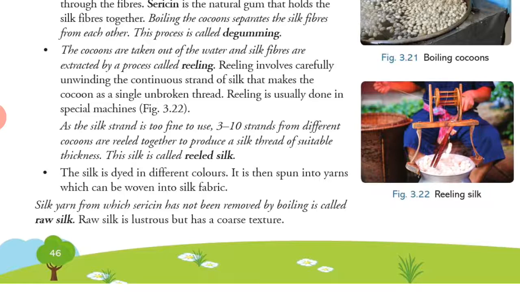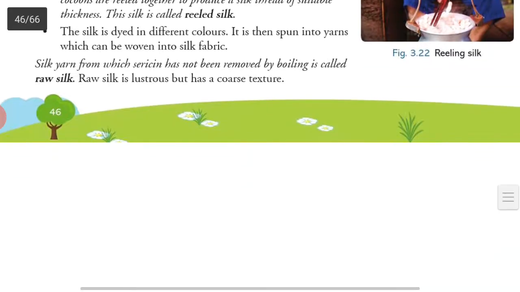This silk is called reeled silk. The silk is dyed in different colors. It is then spun into yarns which can be woven into silk fabric. Silk yarn from which serine has not been removed by boiling is called raw silk. Raw silk is lustrous but has a coarse texture also.